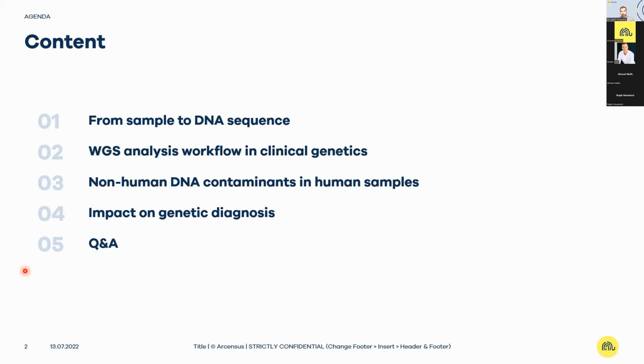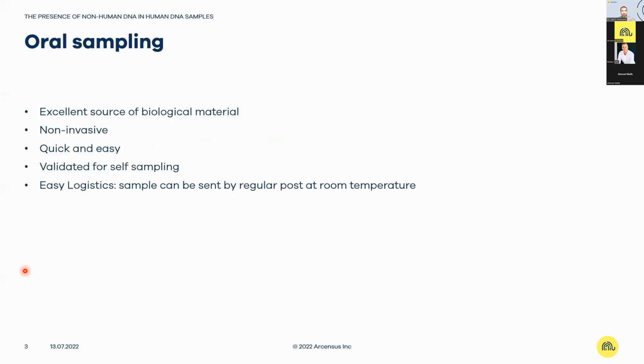So first of all, I would like to start off discussing very briefly how we go about receiving the sample up to the DNA sequencing and what the whole genome analysis workflow looks like in a clinical genetic setting. Then I will dive into the non-human DNA contaminants that we identify in these human samples, and then briefly touch upon how this impacts the genetic diagnosis. And then I would want to leave the floor open for the questions, which I will attempt to answer.